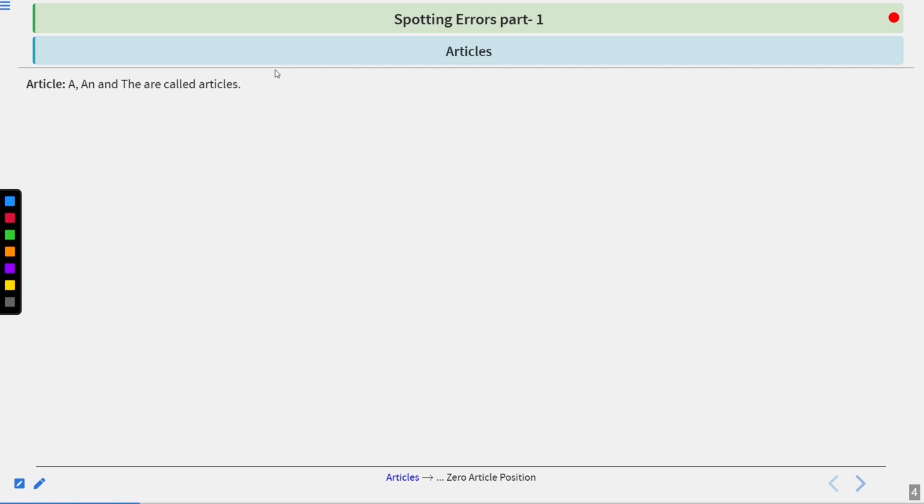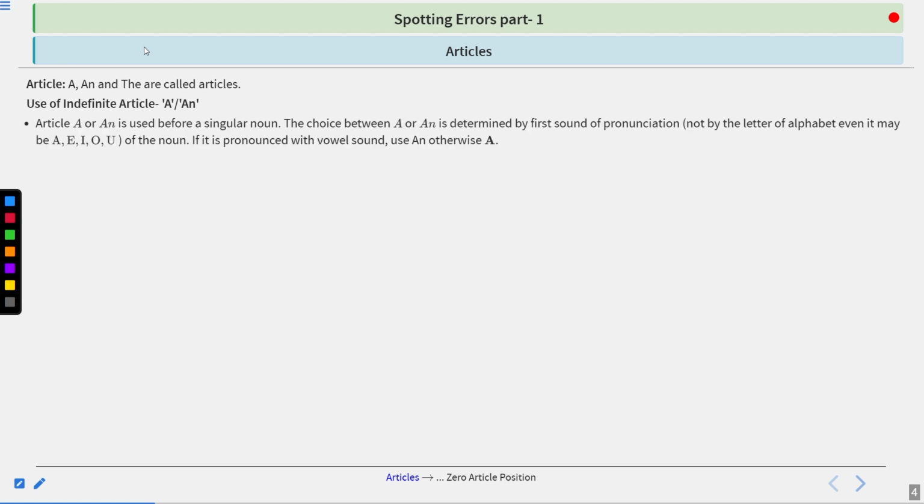Articles. A, an and the are called articles. Use of indefinite article a or an. Article a or an is used before a singular noun. The choice between a or an is determined by the first sound of pronunciation, not by the letter of the alphabet, even if it may be a, e, i, o, u of the noun. If it is pronounced with a vowel sound, use an, otherwise a. I hope you have understood.